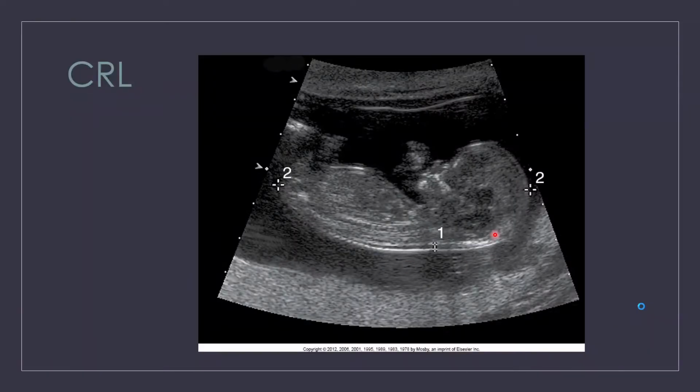Okay, this is another one. It's a little bit further along, but the number 2 set calipers we see are measuring at the crown and at the rump, okay, and that is crown rump length. Now the number 1, it's measuring the nuchal translucency, and this is something that is a diagnostic parameter, so you guys don't have to worry about that. I just wanted to mention it in case you were wondering what the 1 was measuring. So the crown rump length, we've got the baby stretched out really well, and it's measured there.